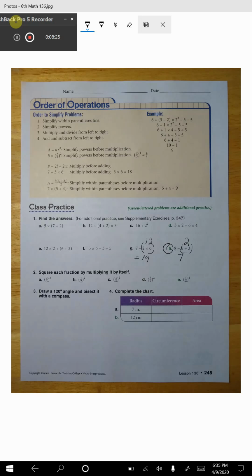Square each fraction by multiplying by itself. This is interesting how it works out with fractions. So it's 2/3 times 2/3. And what do you get? 4/9. Yep. You actually get something smaller. When you square fractions, it's like the opposite. Okay.